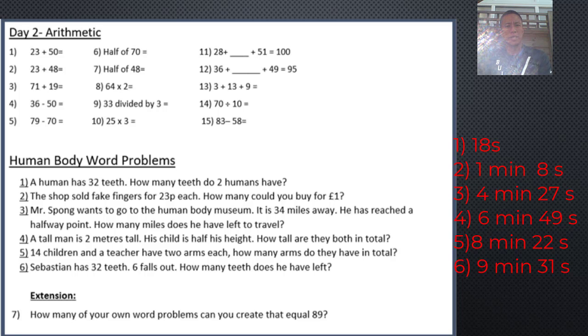Hello and welcome to day number 2 for the arithmetic for the human body word problems. I'll go through questions number 1 to 6 for the word problems, and down below you'll see the times at which you can hit each of those questions. So let's move on to question number 1.